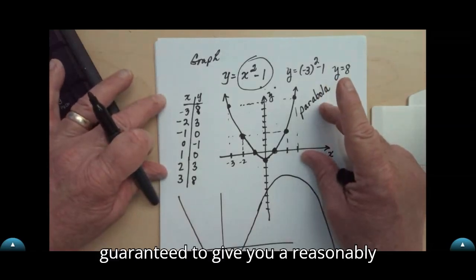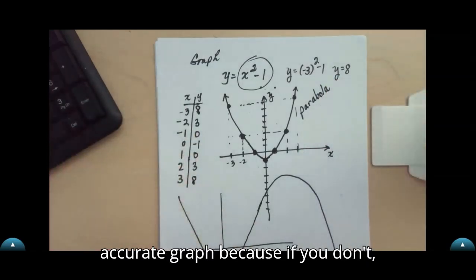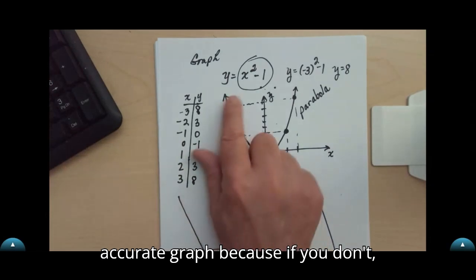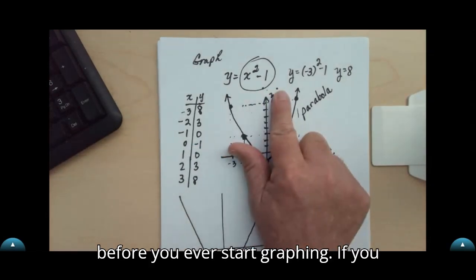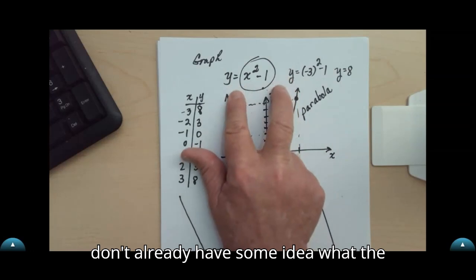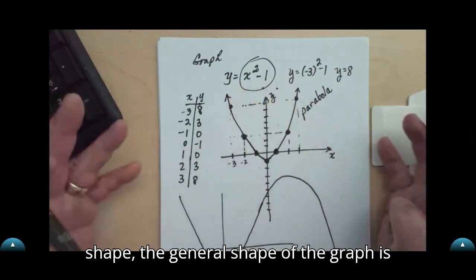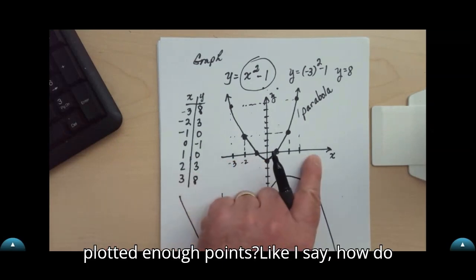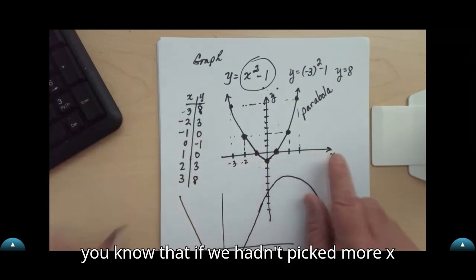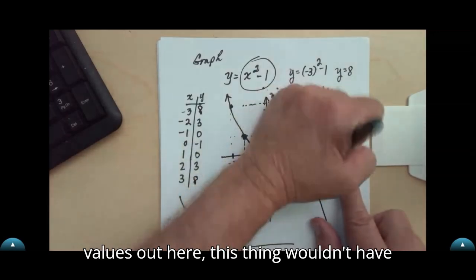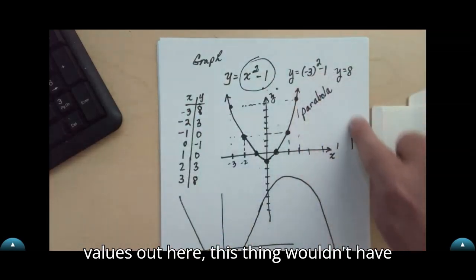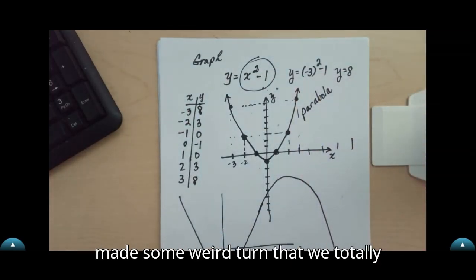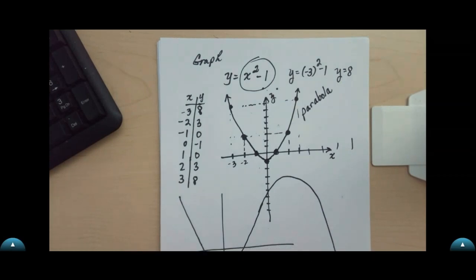It's also not even guaranteed to give you a reasonably accurate graph, because if you don't already have some idea what the general shape of the graph is going to be before you ever start graphing, how do you know when you've plotted enough points? Like I say, how do you know that if we hadn't picked more X values out here, this thing wouldn't have made some weird turn that we totally missed out on? Y'all see what I'm saying?